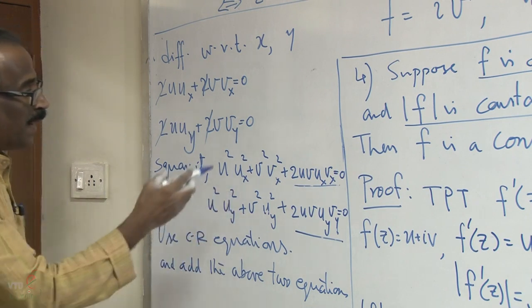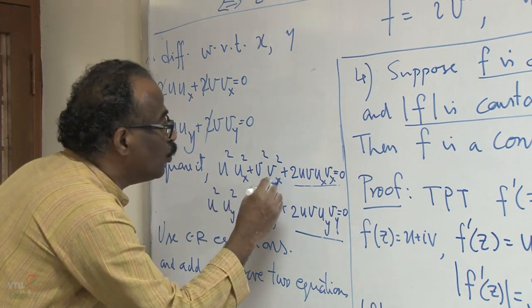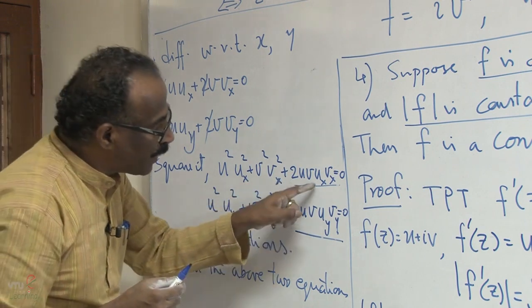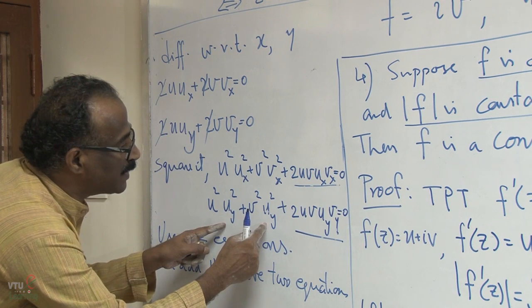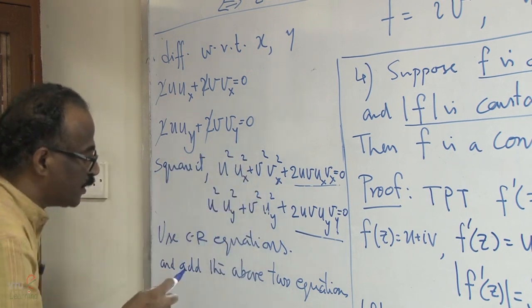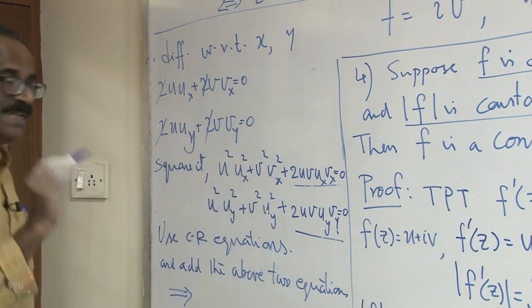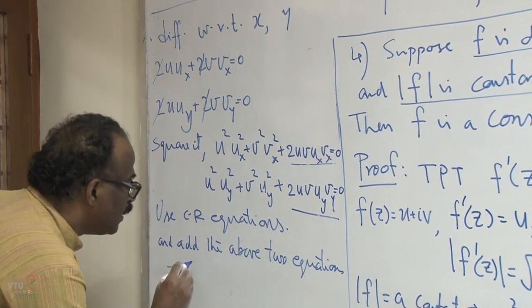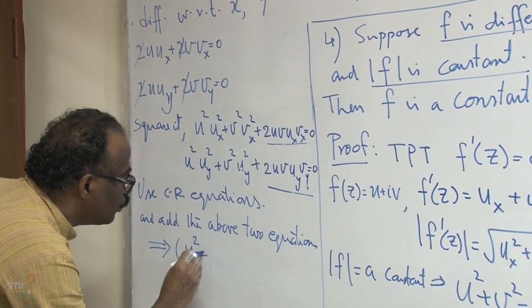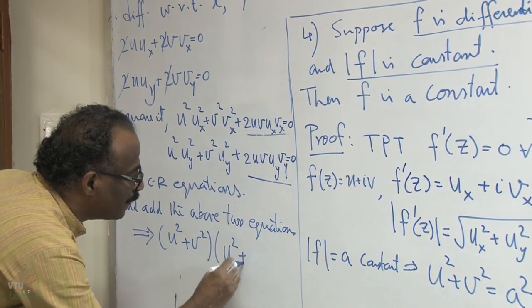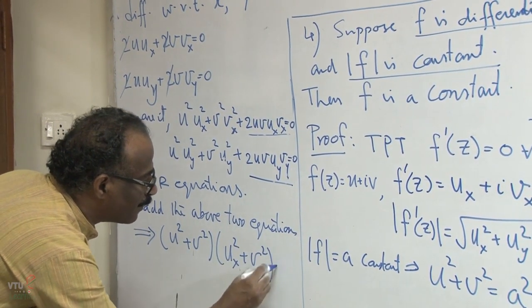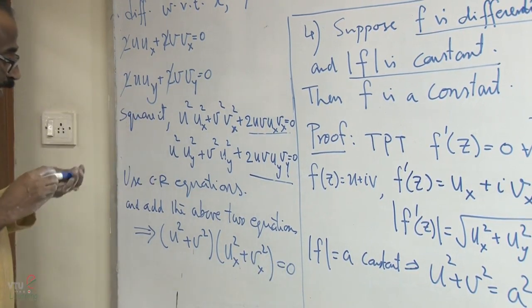So using that, you use the Cauchy-Riemann equations to cancel these terms, and use the Cauchy-Riemann equations here to manage this term. Do that little bit of algebra using the Cauchy-Riemann equations, and this will imply (u square plus v square) into (ux square plus vx square) equal to 0. And that's exactly what I wanted.